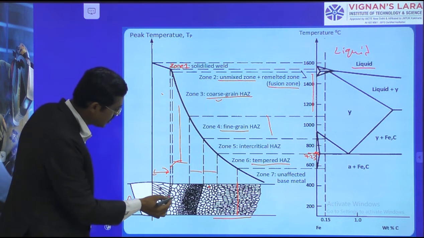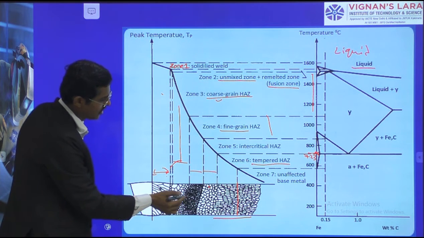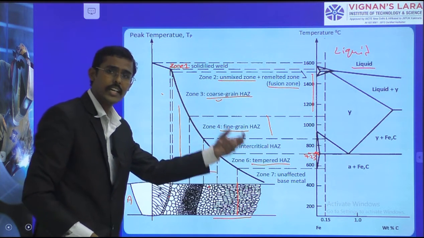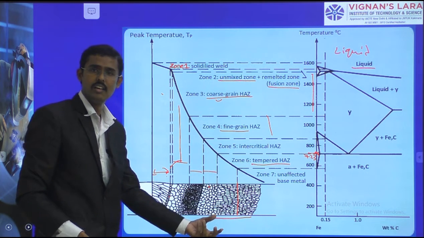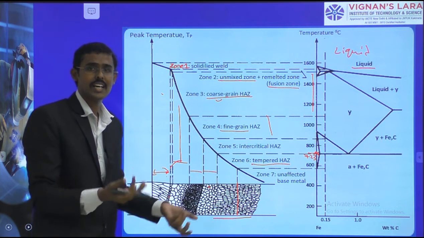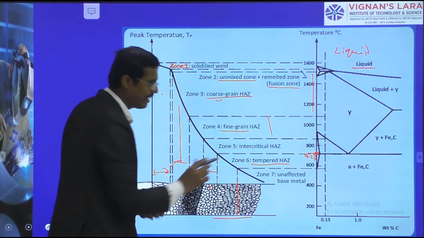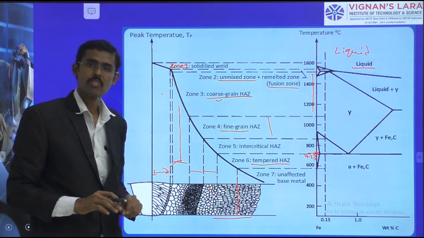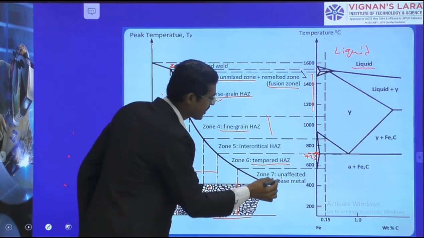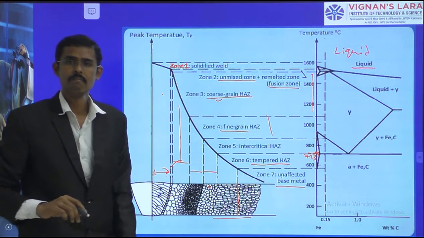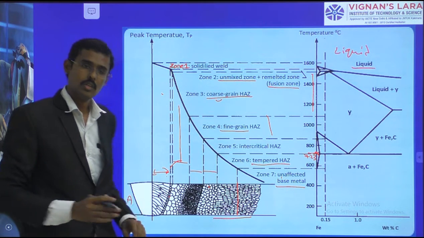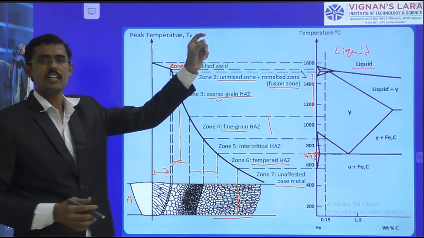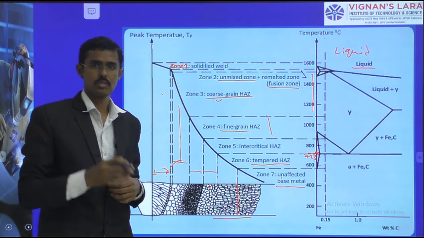It reaches here 1500, 1300, 1800, 723 and less than that. At less than 723, even though the heat is 300 or 400 or 600, no changes occur. Therefore, the grains remain as they are, and the microstructure is that of the base material. Therefore, I am naming this the unaffected base metal. This is how I am classifying the heat affected zones of the welding process.